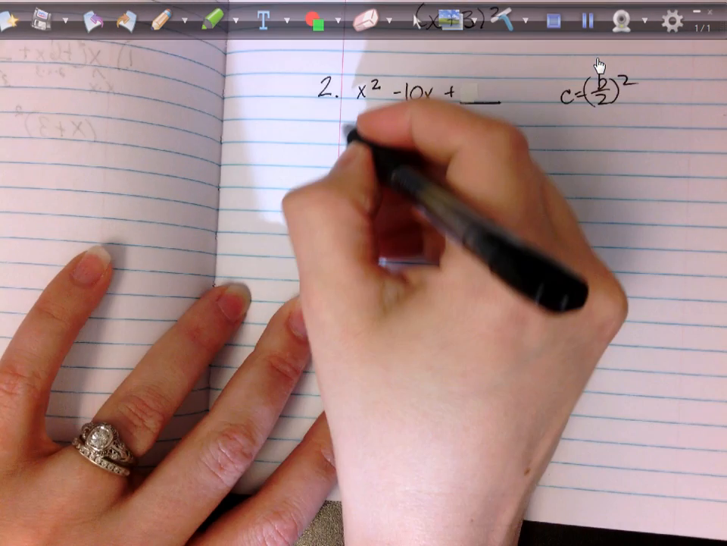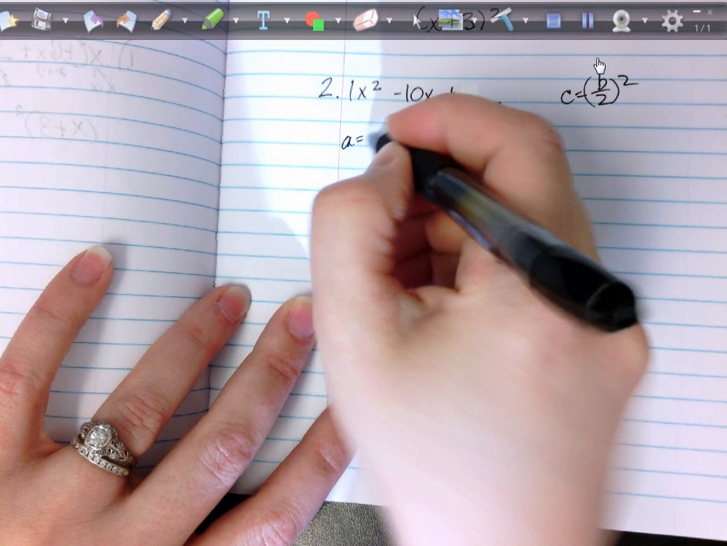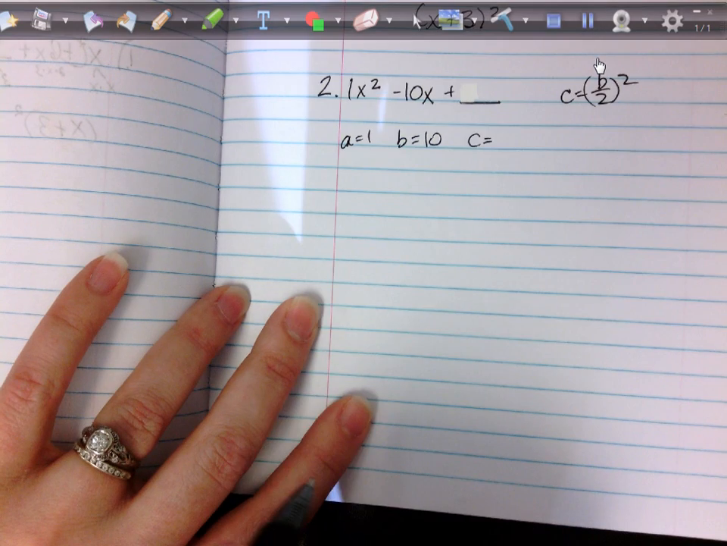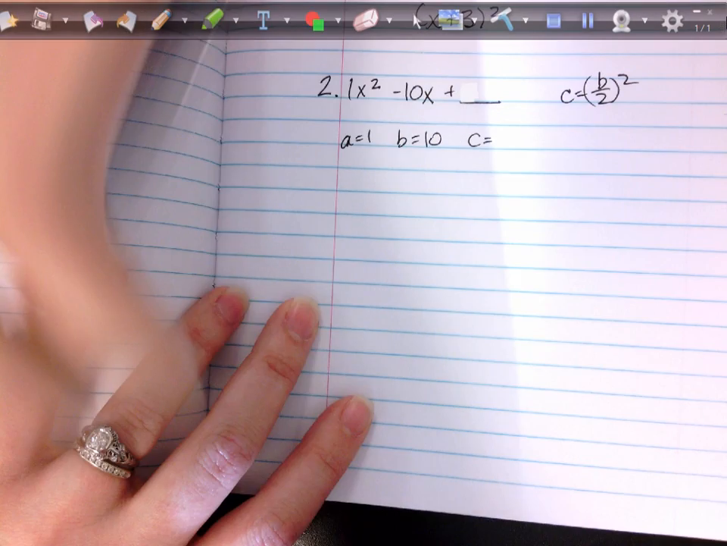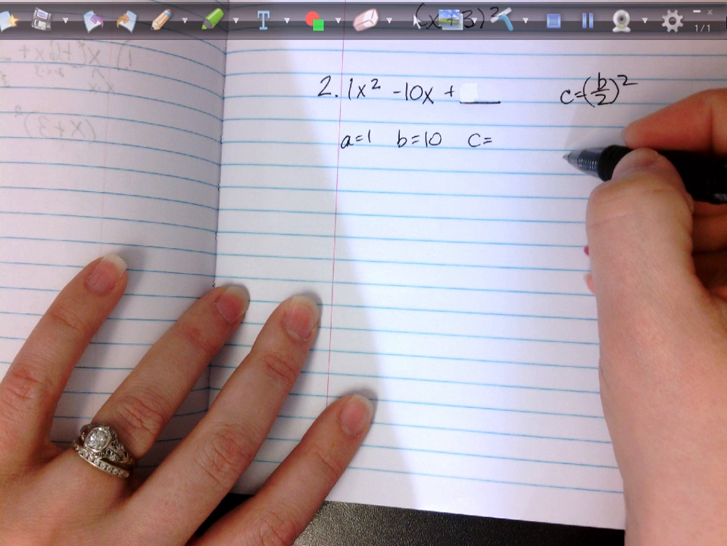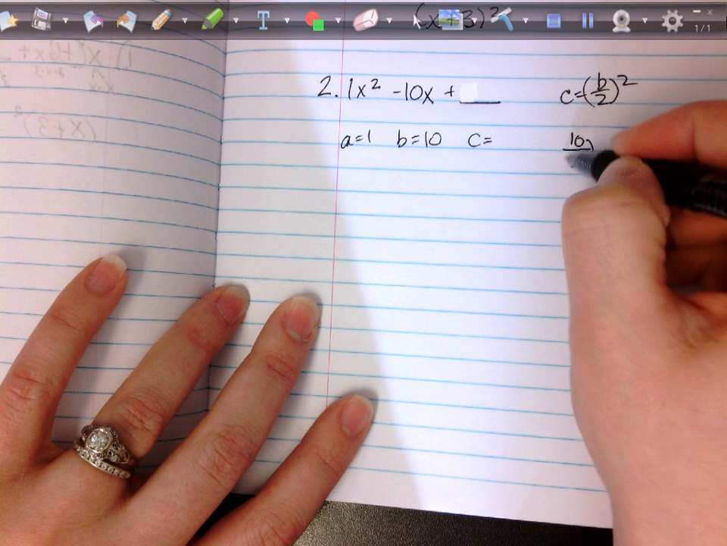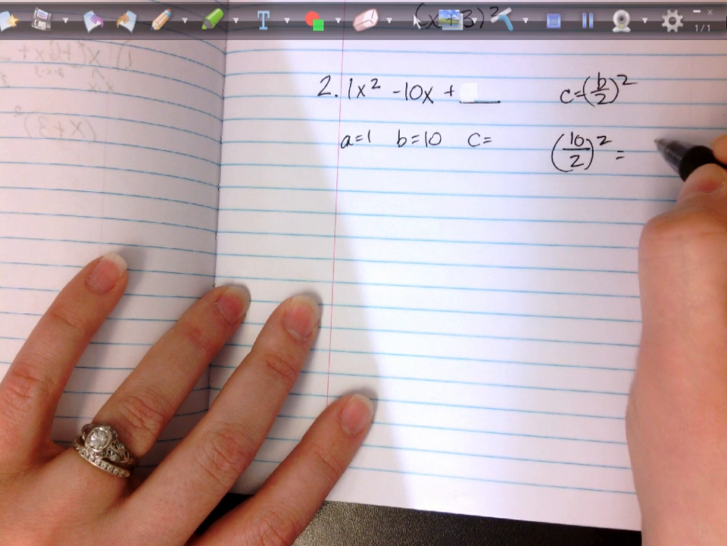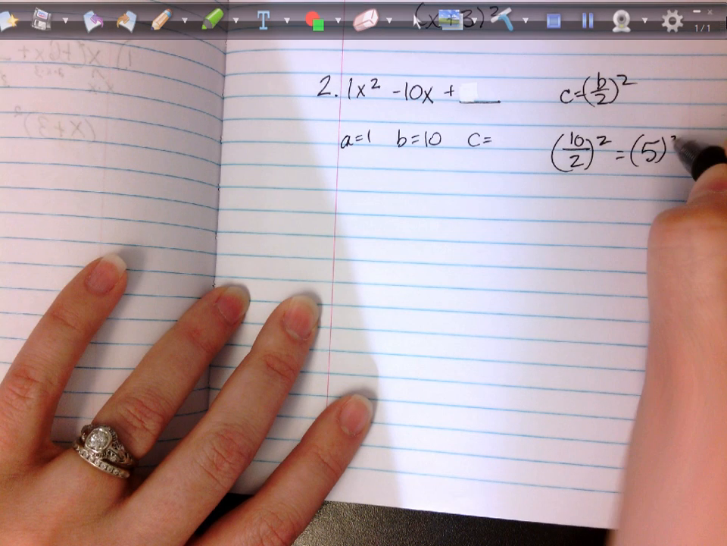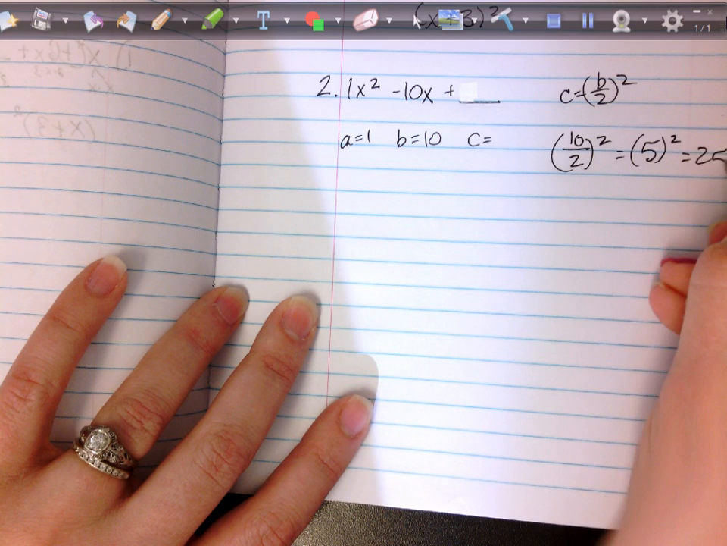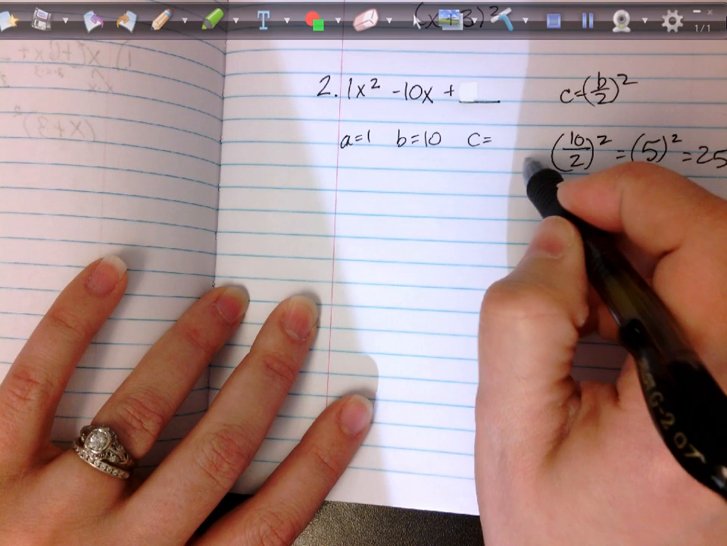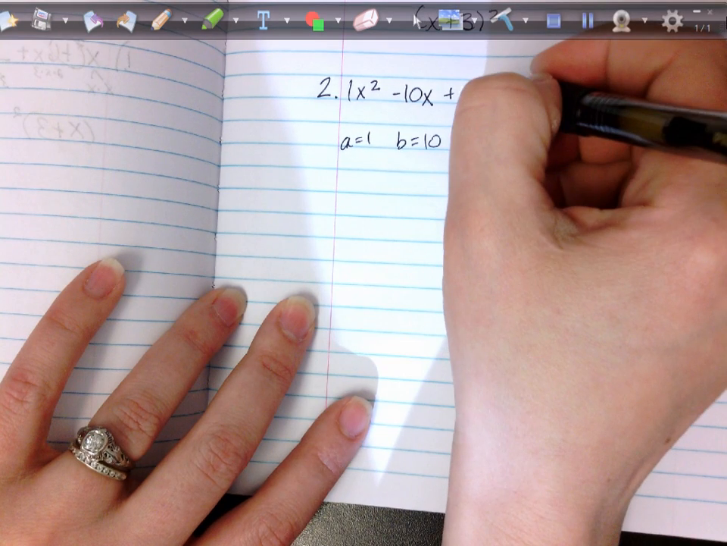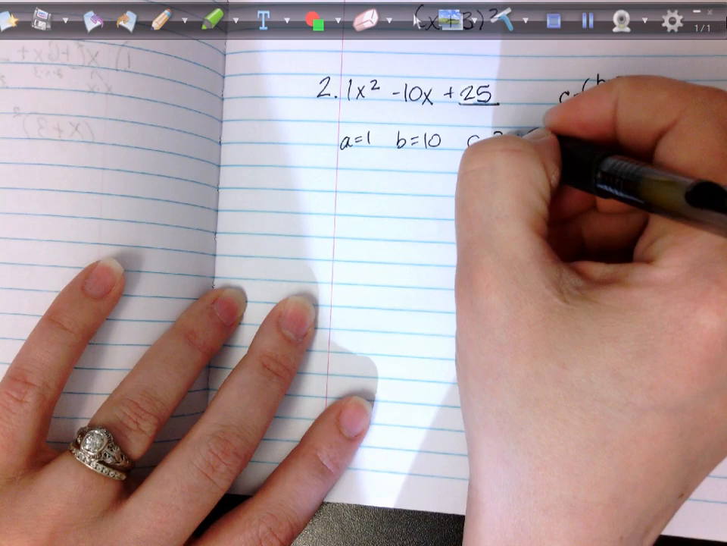And then I'm going to list my a, which is 1, my b, which is 10, and my c, which is unknown as of this moment. So we're going to plug into that formula. My b is 10, so that's going to be 10 divided by 2 squared. 10 divided by 2 gives me 5. 5 squared is 25. So that means that c equals 25. So I'm going to plug that back into my blank. Go ahead and write it right there.